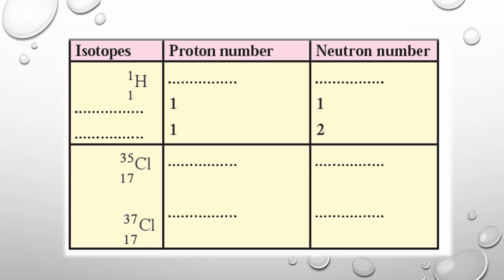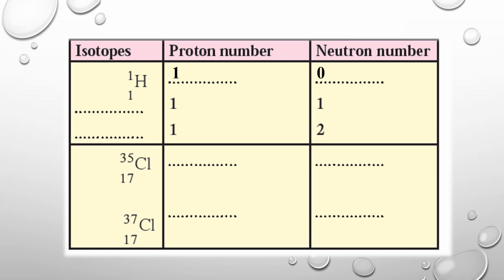So here proton number I am supposed to find. What is the subscript given? The subscript given is 1. So I will write 1 as my proton number. And you want to find out neutron number. To find out neutron number, you have to subtract superscript and the subscript. That means 1 minus 1 will give me 0. You will understand this, don't worry.